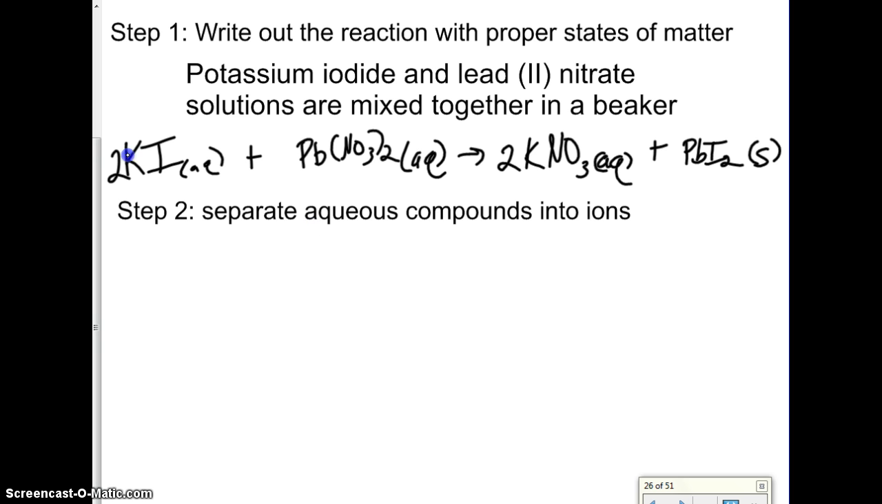So what we have here, potassium iodide, it is aqueous. So it's going to break down into 2 potassium ions plus 2 iodide ions. And yes, you need to show the charges here. I've had a couple of you guys who forget the charges. Yes, they matter. So we do want to put those up there. Okay, that's going to be added to lead nitrate, also aqueous. So we break that up into lead plus 2 ions plus 2 nitrate ions.